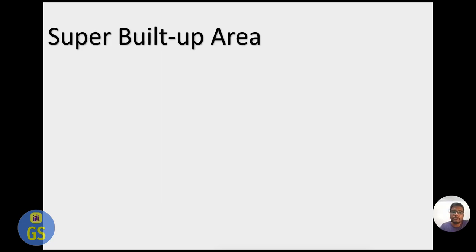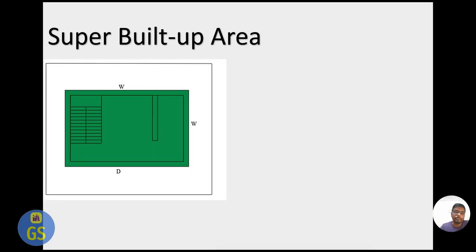Next, what is called super built up area? So how to calculate super built up area? Super built up area is everything. So everything you need to calculate: lobby, staircase, wall thickness, inner dimensions of room, excluding nothing. Wherever you have done completely, you need to measure all the dimensions and calculate the area.